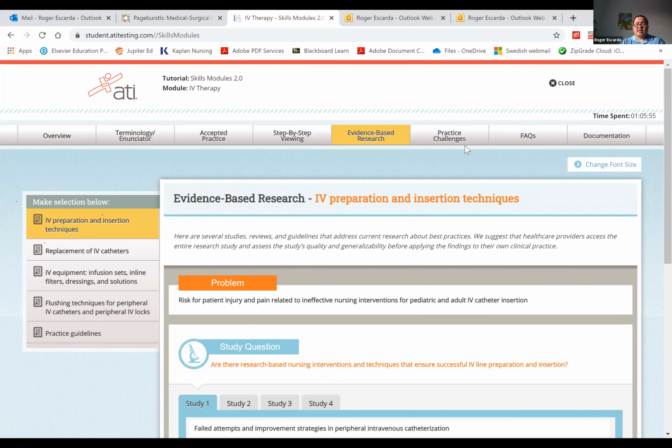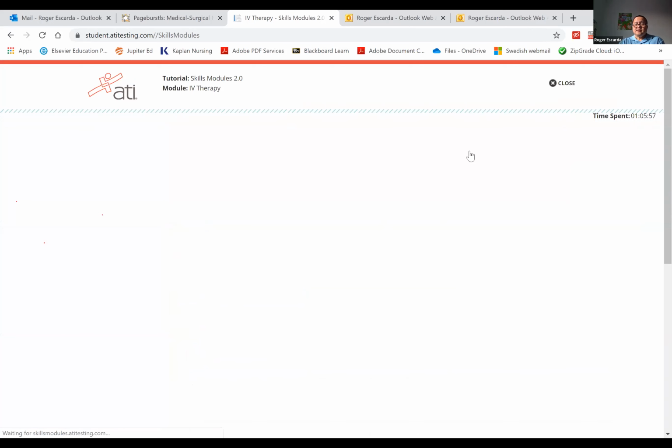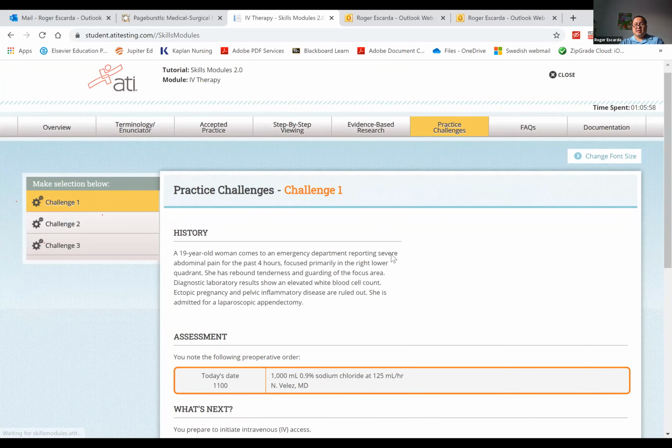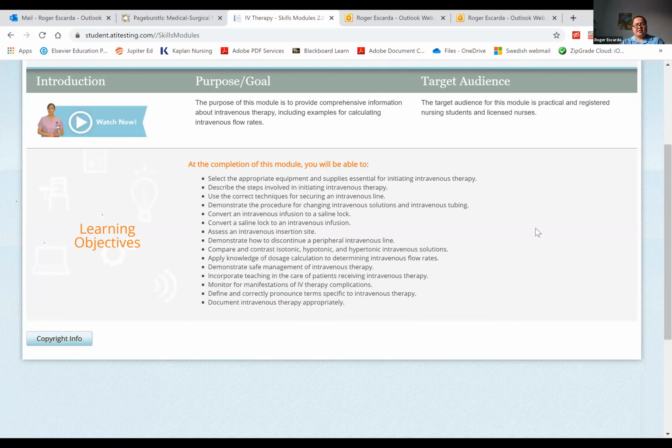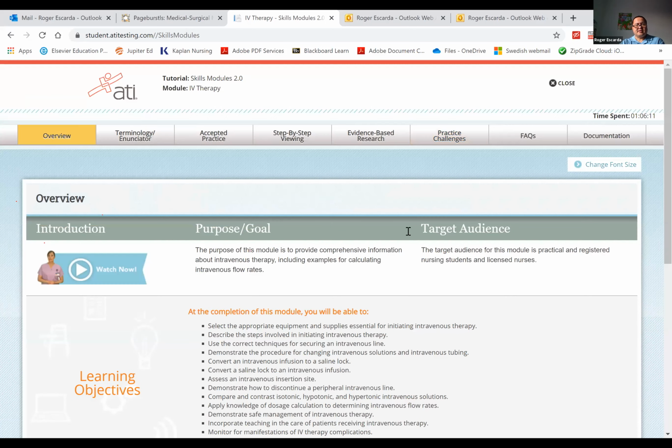Any question, guys? So please do the post test on your own. Just want to show you where the vein finder is.